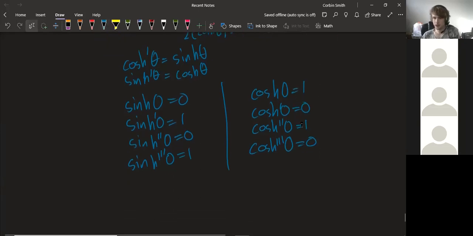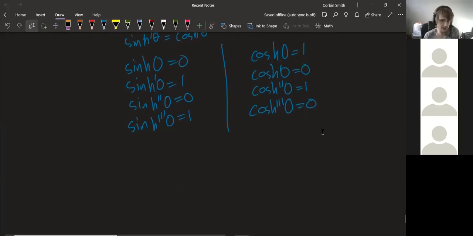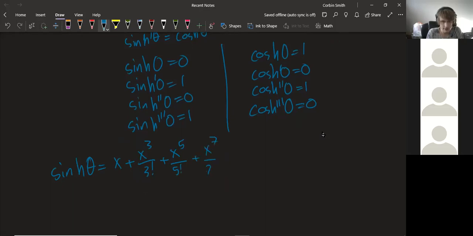So with this information, we can just plug our knowledge of the derivatives into the Taylor series formula to get that sinh of theta should be equal to x plus x cubed over 3 factorial plus x to the 5th over 5 factorial plus x to the 7th over 7 factorial, and so on. And cosh of theta should be equal to 1 plus x squared over 2 factorial plus x to the 4th over 4 factorial plus x to the 6th over 6 factorial, and so on.